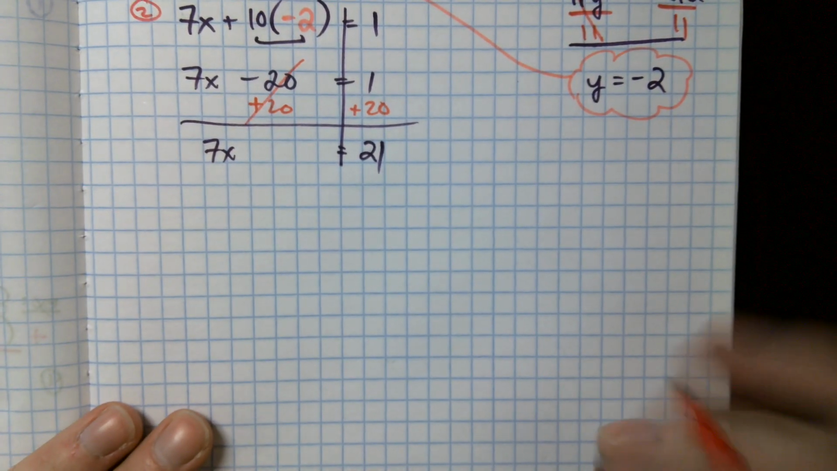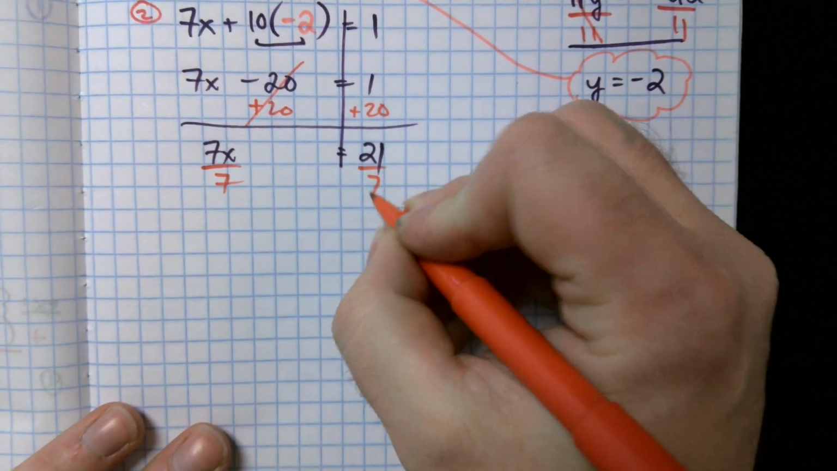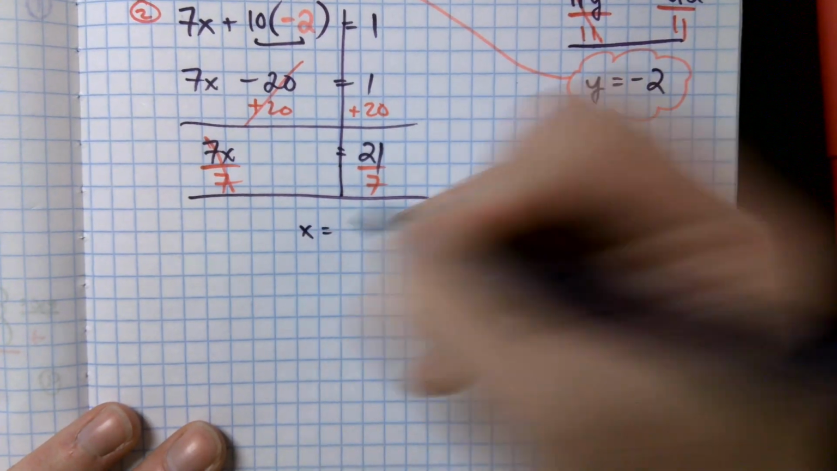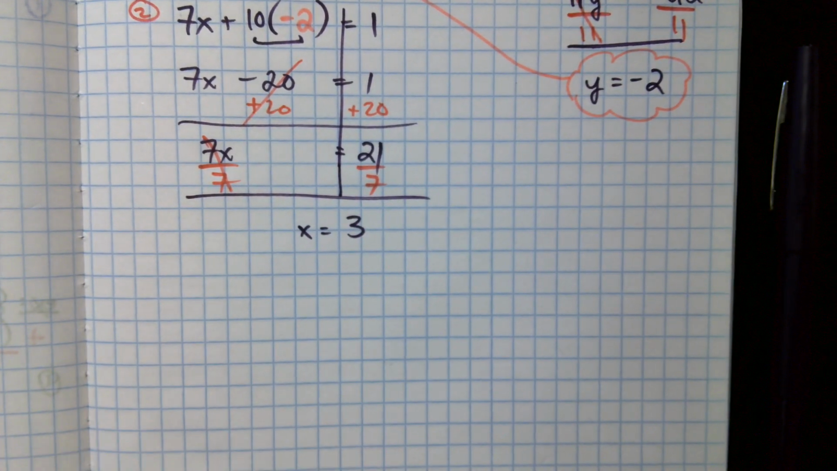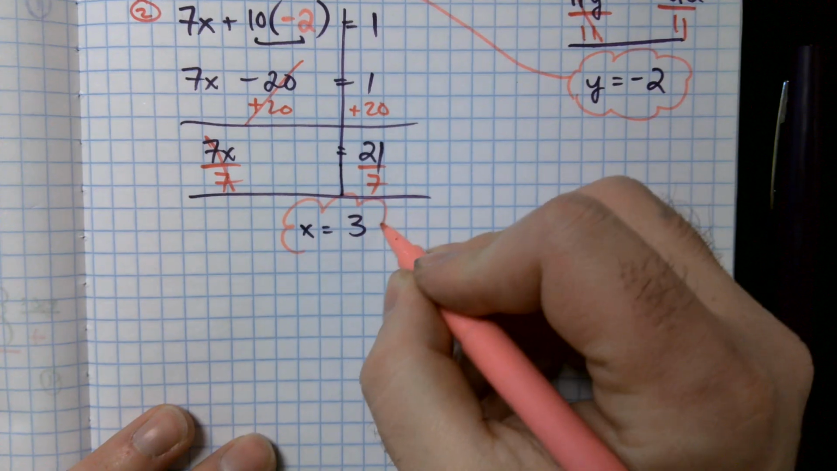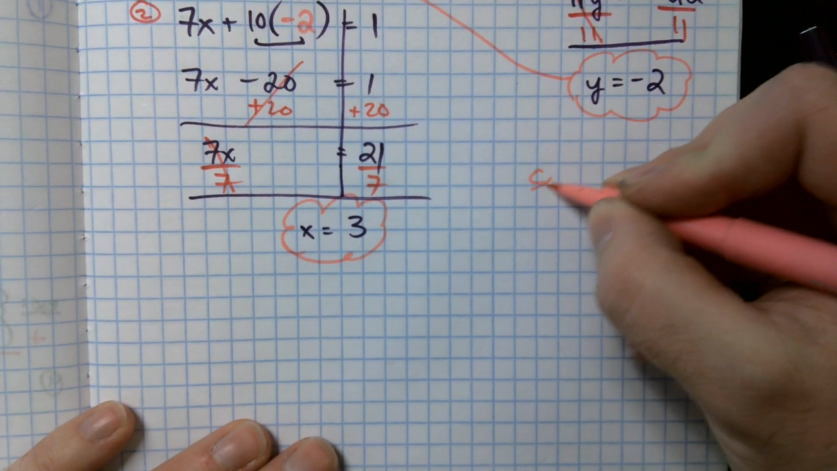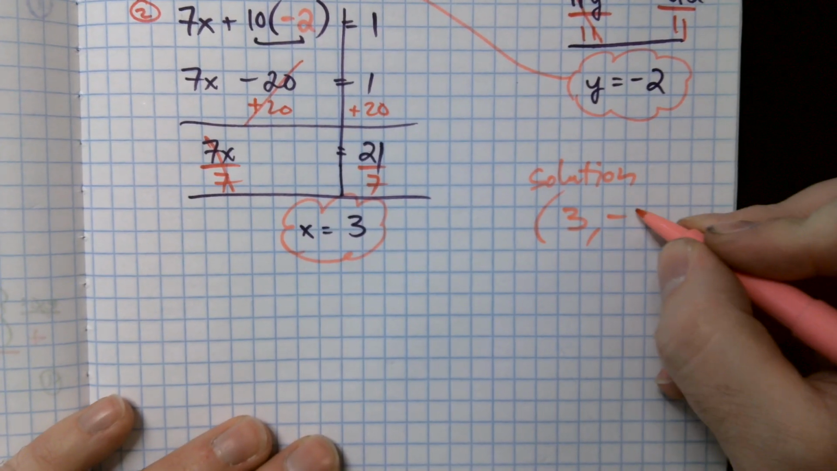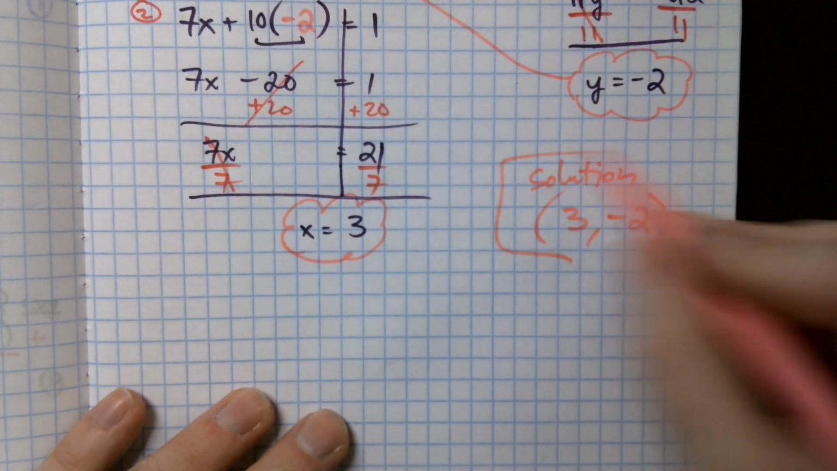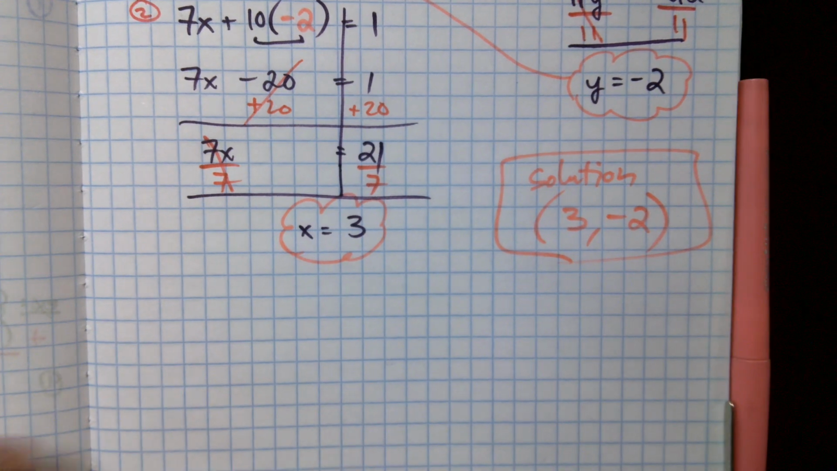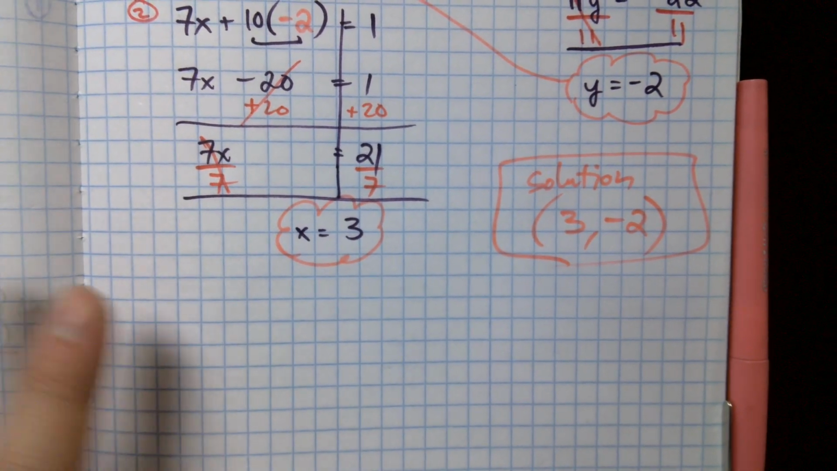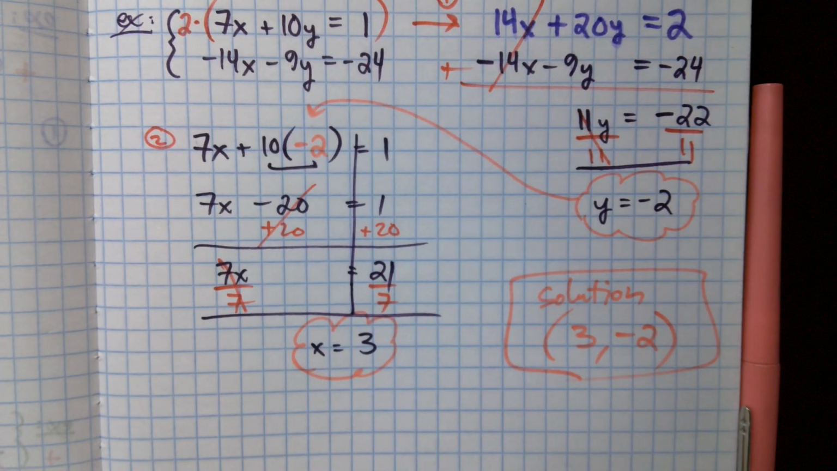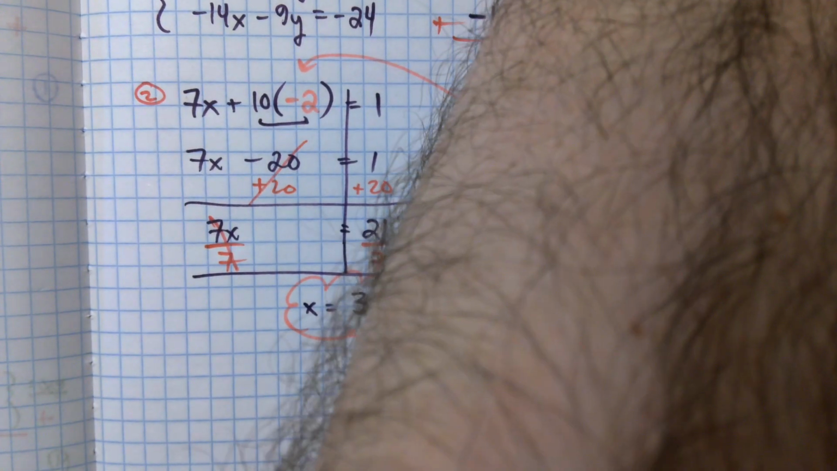What do I divide both sides by now? 7. Okay. And I get x is equal to? 3. Positive 3 or negative 3? Positive. Good. So my final solution here is the point 3, comma, negative 2. There's my solution. 3, negative 2. Sound good? Let's check this real quick.